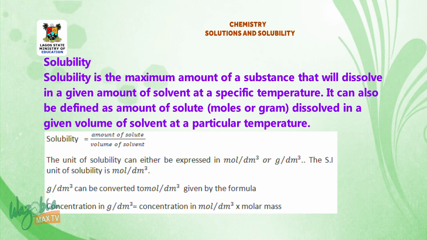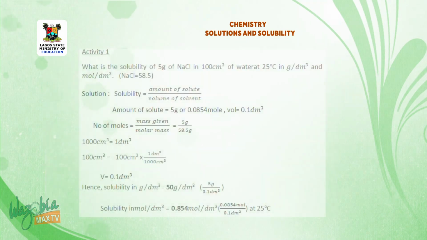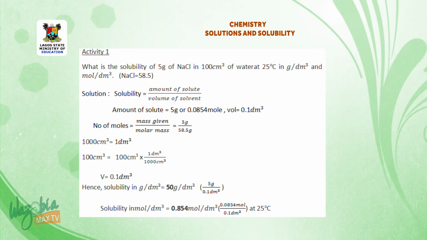Now this is a question for you. What is the solubility of 5 grams of sodium chloride in 100 cm cube of water at 25 degrees Celsius, in grams per dm cube and moles per dm cube, given that the molar mass of sodium chloride is 58.5 grams? Solution. Solubility equals the amount of solute over the volume of solvent. Therefore, the amount of solute is 5 grams.